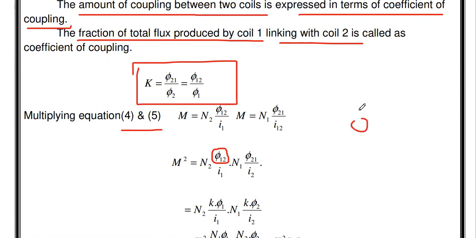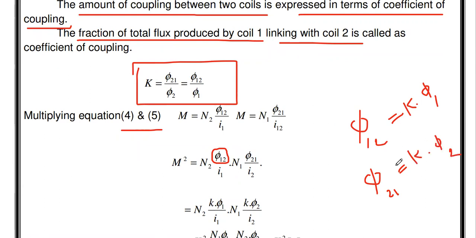So phi12 can be written as K into the total flux in coil 1. Similarly, phi21 can be written as K into phi2. So it is K into phi2.